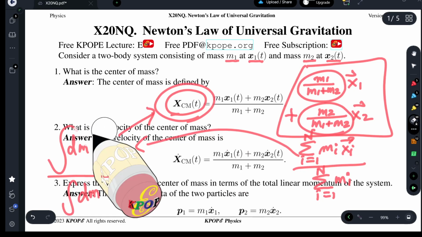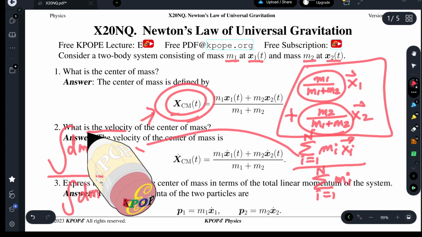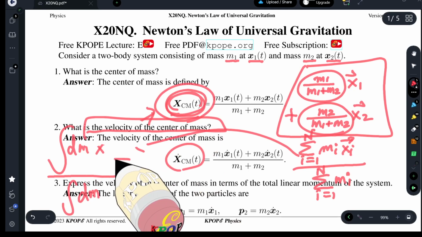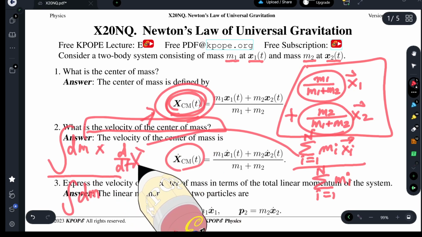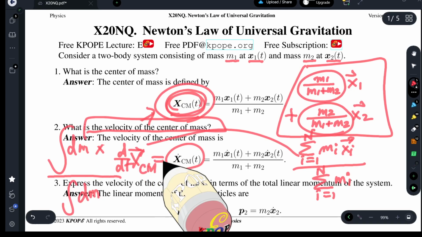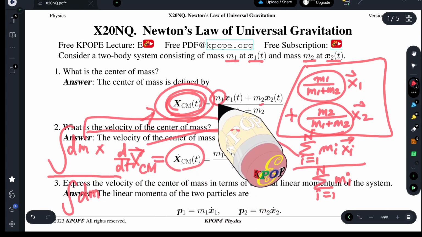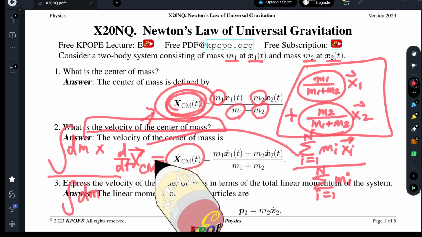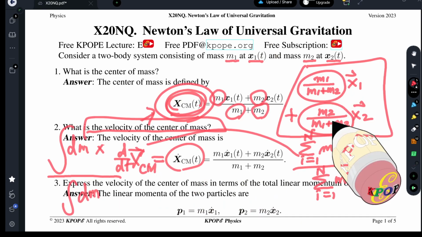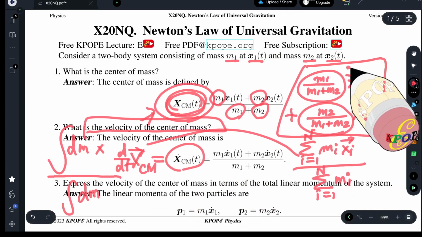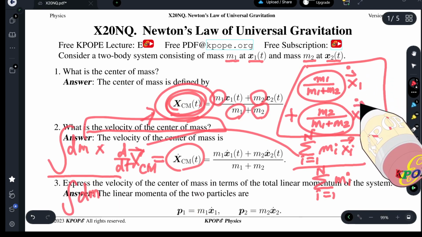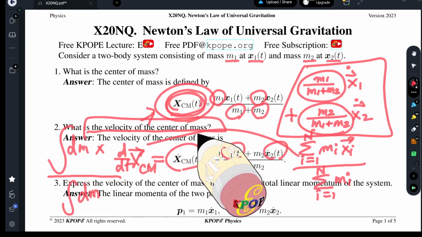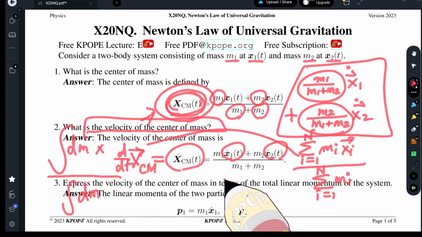What is the velocity of the center of mass? If you have the position, you take the first order time derivative of the center of mass. We assume the masses are invariant if we study Newtonian mechanics. Therefore, these coefficients are constant. If I take the derivative, then only the position vector takes the derivative. So the velocity of the center of mass is simply computed with this expression.